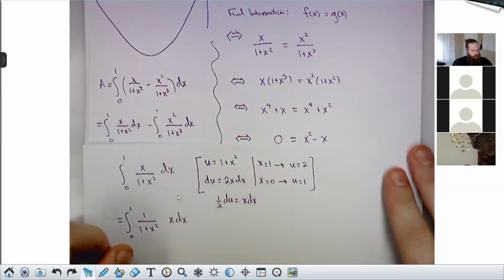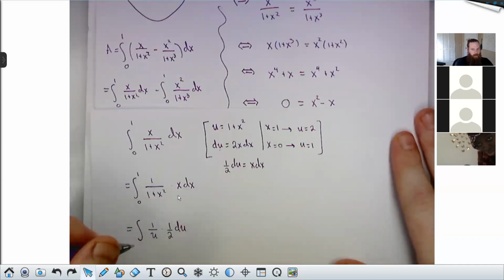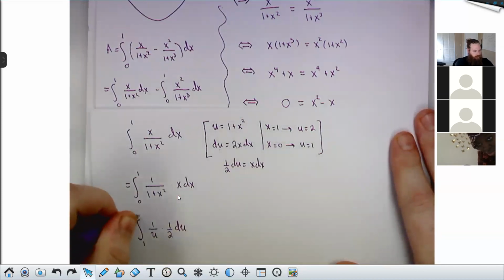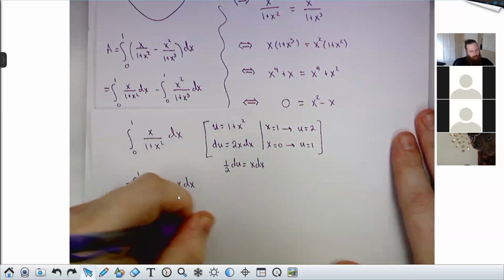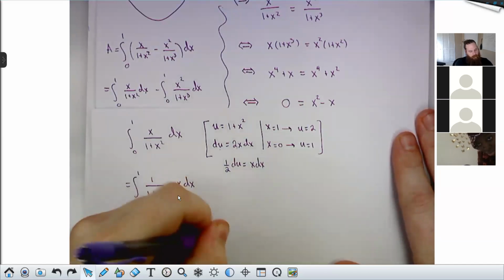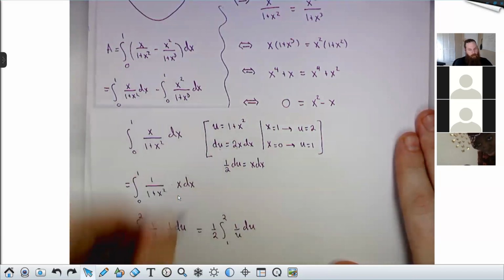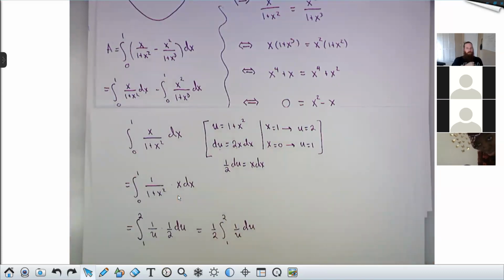So now I'm ready to rewrite this in terms of my new variable. The 1 over 1 plus x squared is 1 over u. The x dx is 1/2 du. And my new bounds are 1 to 2 instead of 0 to 1. So I can pop out the 1/2. I've got integral 1 to 2, 1 over u du. Is everybody with me so far?